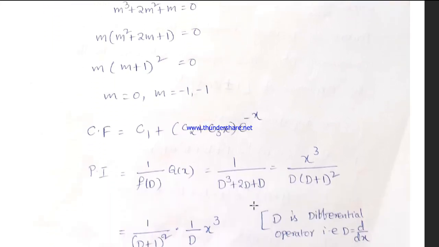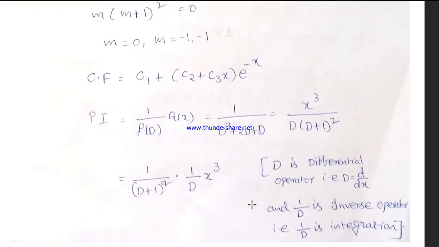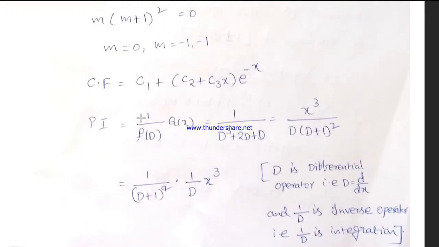Next, going to the particular integral is equal to standard formula 1 by f of D into Q of x, that is equal to 1 by (D cube plus 2D square plus D) into x cube, that is x cube by D into (D plus 1) whole square. So here D is a common term, then write 1 by (D plus 1) whole square into 1 by D of x cube. So we know that D is a differential operator, D is equal to d by dx. 1 by D is a reverse operator, that is integration. 1 by D means integration of x cube.